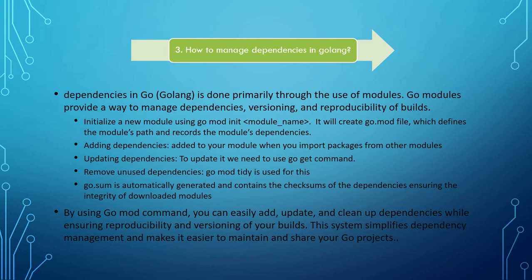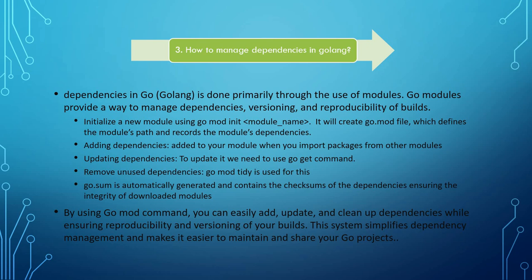So the go.mod file records the module dependencies. We can create it with go mod init. Adding dependency: dependencies are added to your module when you import packages from other modules. Whenever we import packages, at that time it will be added. Updating dependency: to update the dependency we can use go get. The go get command will be used for updating the dependency in go.mod. See, go mod init will create the go.mod, but it will not add or update the dependency. So for that you can use go get.